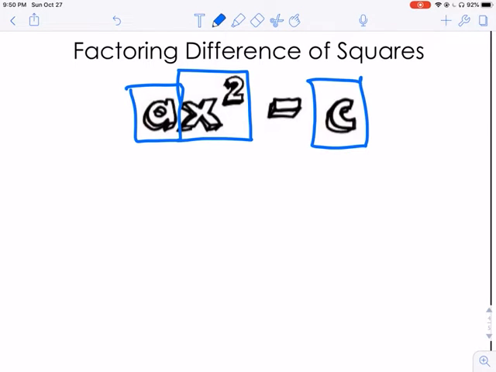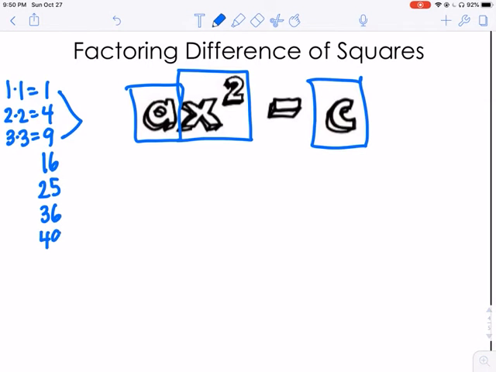So the numbers that I'm talking about with squares are like 1 times 1, so 1 is a square. Or 2 times 2, 4 is a square. Or 3 times 3, 9 is a square. So these are all considered square numbers. The other ones are like 16, 25, 36, 49, 8 squared is 64, 9 squared is 81, 10 squared is 100, 11 squared is 121, 12 squared is 144, and so on and so forth.